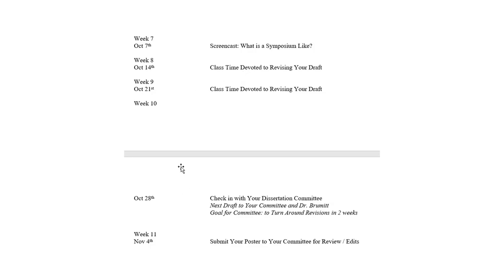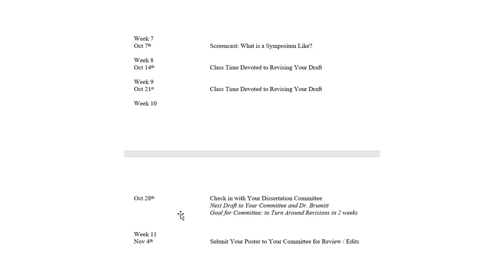Big date coming up, October 28th. That is when you want to send your next draft of your dissertation both to your committee for review, and to me. And the goal for the committee and myself is to turn around revisions in a 2-week time period. Your committee, of course, will be looking at content, and I'll be looking at things from kind of a journal reviewer perspective, what needs to be done to improve its overall flow and presentation.